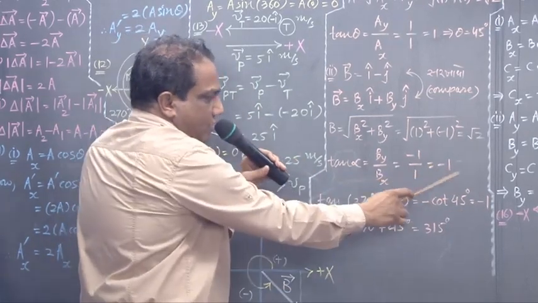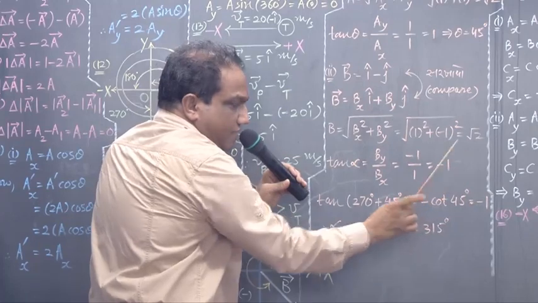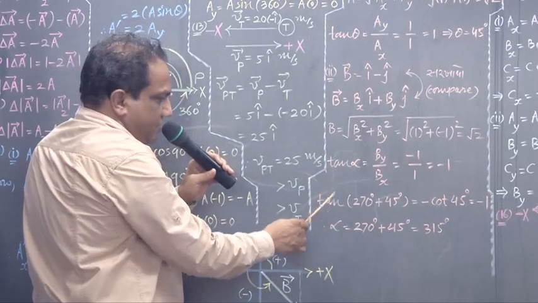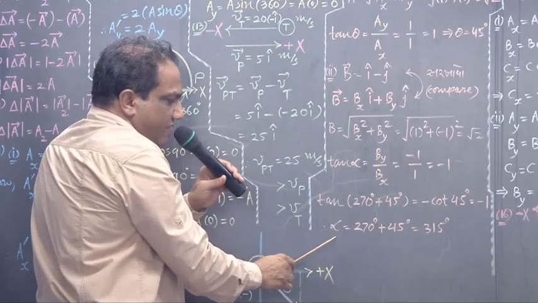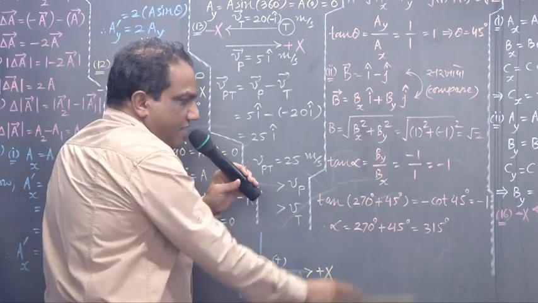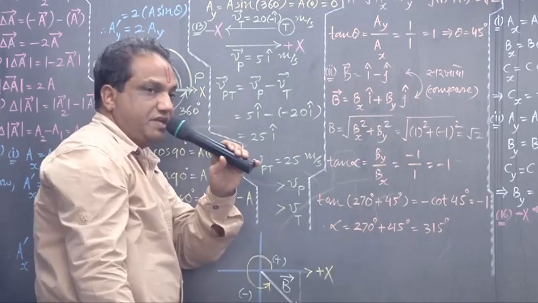Now tell me, are these two values same? Yes, these two values are same. Are these two functions same? Yes. So this angle and this angle must be equal. So alpha must be 270 plus 45 degree. How much is it? 315 degree.